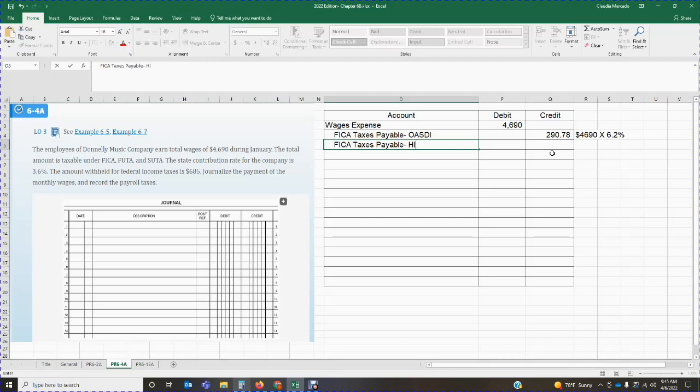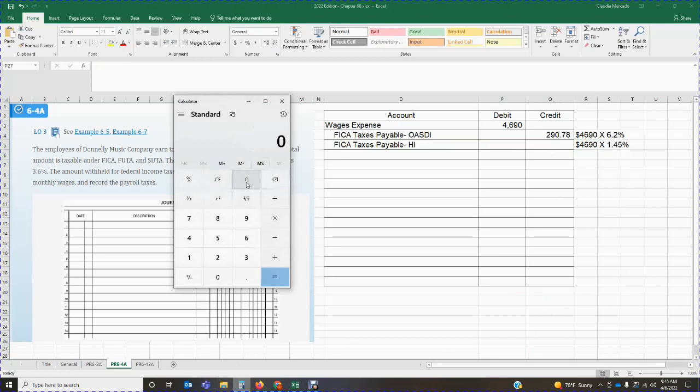The next item we have is our FICA taxes payable HI. That's going to be the wages times my HI rate of 1.45%. Okay, 4,690 times 1.45% gives me 68.005. Now let's look at that third digit. If it's a 5 or greater, we need to round that second digit up by 1. Be very careful on your rounding. This is what throws off students a lot. So the amount is going to be 68.01.